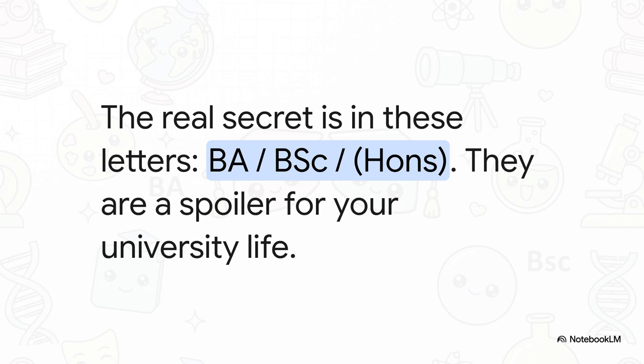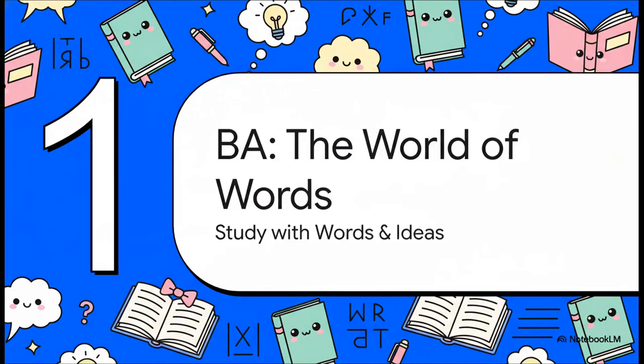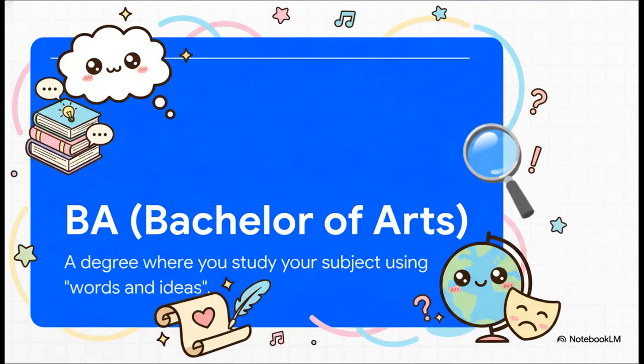It's those little letters right at the end, BA, BSc, and maybe you've seen Hons tacked on too. These are not just for show. They're basically a spoiler for how you're actually going to be studying. First up, let's break down the BA. That stands for Bachelor of Arts. And if you go this route, think of it as choosing to learn about your subject through the world of words and ideas.